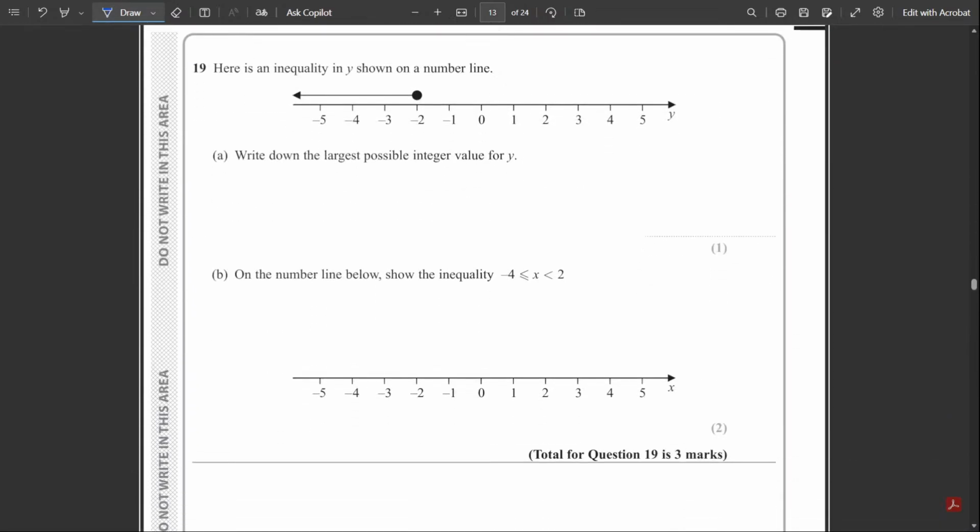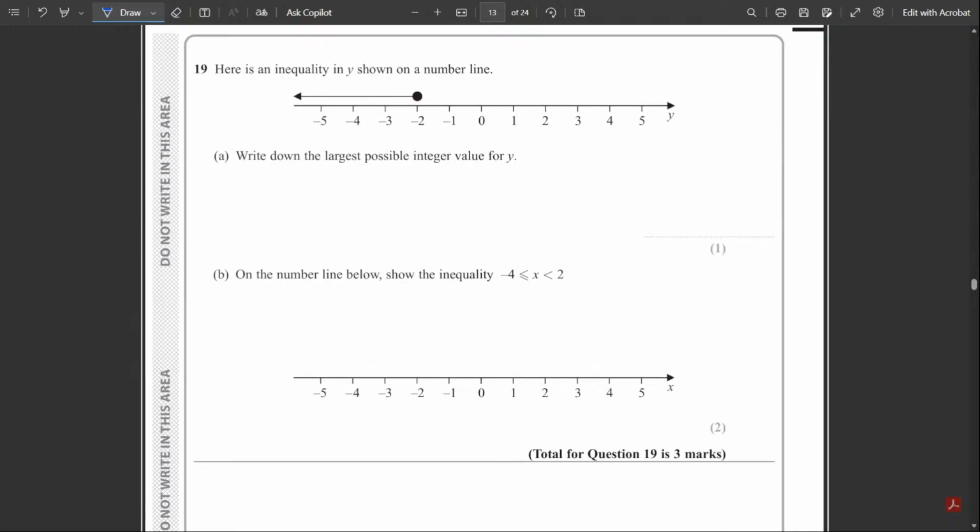Here are the inequalities shown on the number line, where this inequality says y, because this is the y line, is less than or equal to, because that circle is shaded, 2. Write down the largest possible integer value of y. So what's the biggest value of y that it can take? The biggest value it can take is 2, because y has to be less than or equal to 2.